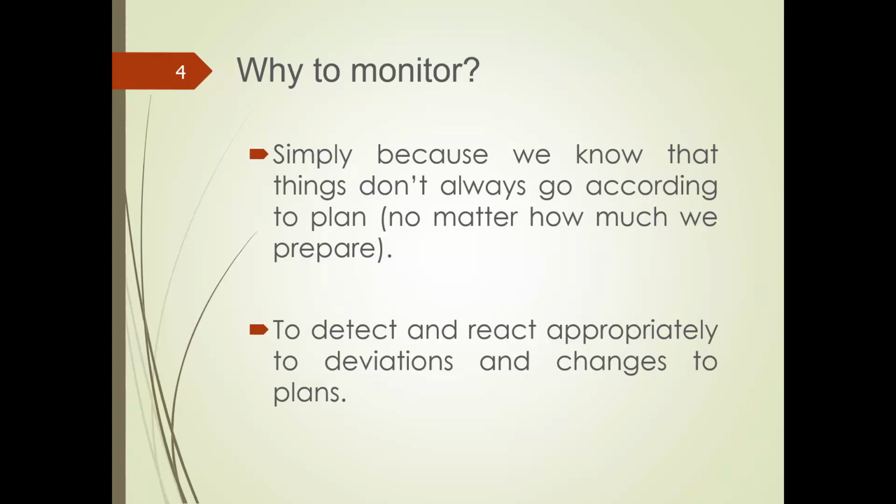So if one thing is not working, the new change is accepted, adapted, and implemented, and the team goes with plan B. That is how it works. And to detect and react appropriately to deviations and changes to plans: whatever deviations are happening, the project team has to come out of the deviation, be on the line, and any changes have to be implemented in the project as well. So this is the reason we have to monitor. Monitoring the project is very important while executing the project plan.